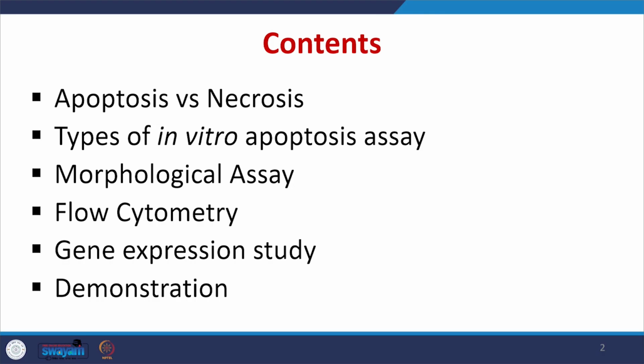Today we are going to learn in vitro methods to study the apoptotic potential of nanomaterials. In today's lecture, we are going to learn what is apoptosis and what is the difference between apoptosis and necrosis. We are also going to learn various types of in vitro apoptosis assay. At the end of the lecture, we will also have a practical demonstration to understand the apoptosis assay in detail.